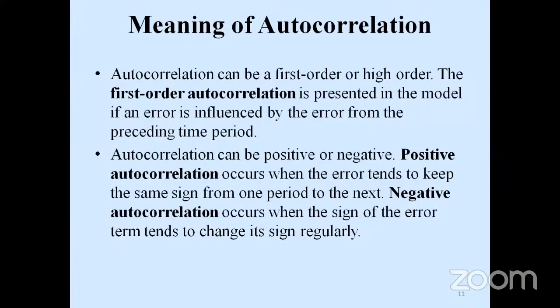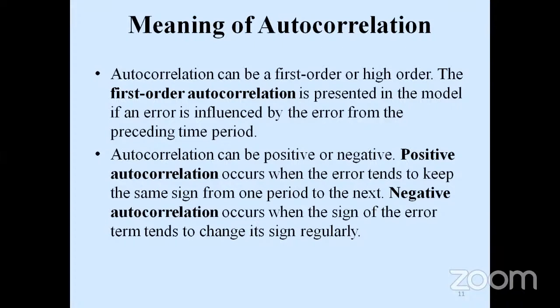The models generally focus on autoregressive kind of stuff. That means yt is equal to yt minus 1, that is, yt is a response variable and yt minus 1 is an explanatory variable. When this kind of setup happens, autocorrelation will automatically influence the errors. The first order autocorrelation is present in the model if an error is influenced by the error from the preceding time period. Autocorrelation can be positive or it can be negative.